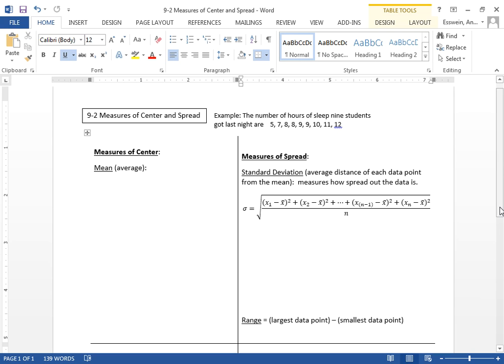This set of data is the number of hours that 9 students slept last night. We'll start with the mean and the standard deviation. So the average number of hours of sleep, what do you think it is roughly, just by looking at the numbers? Around 9, 8. Okay.